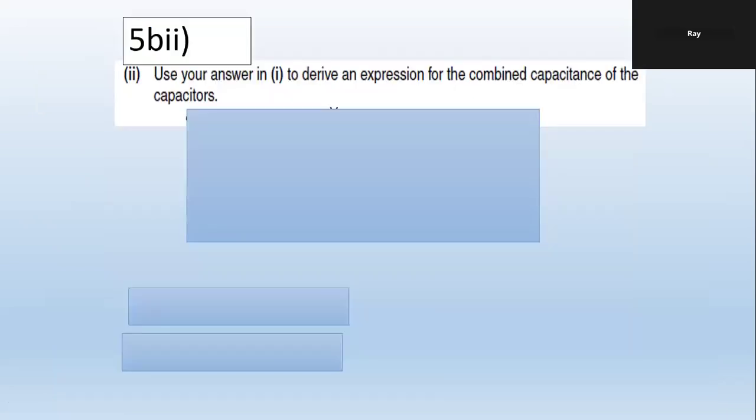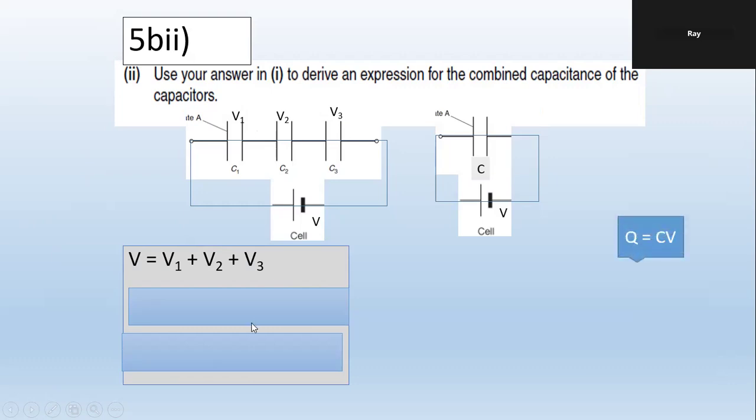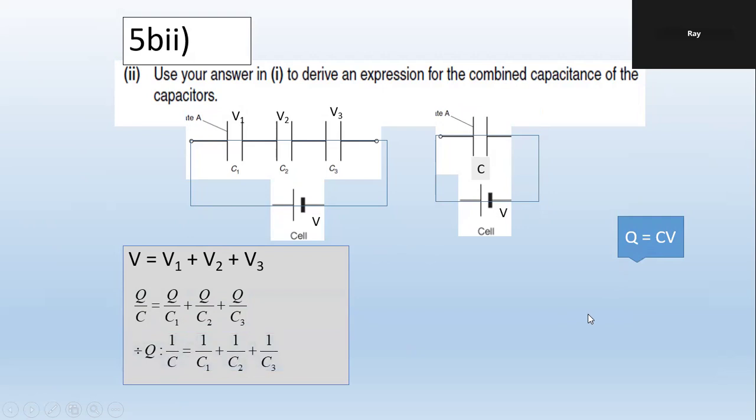Use your answer in one to derive the expression for the combined capacitance of the capacitors. This one is just drawing. If you want to draw so that you know what is happening, replace these three with one capacitor. V equals V1 plus V2 plus V3. We are just using Q equals CV. From here, V is Q over C, so Q over C1, Q over C2, Q over C3. I'm just using this formula. Cancel Q, we get our answer. Deriving is required to know.